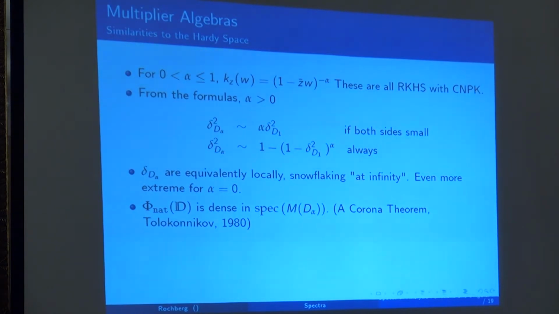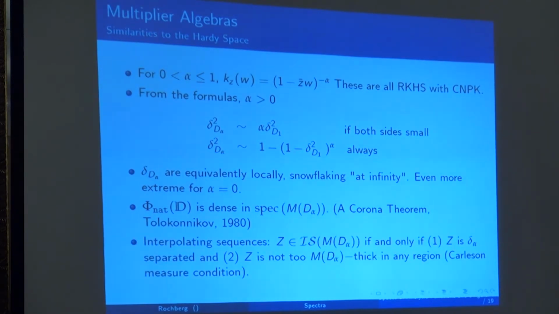So I said there's a corona theorem. Tolokonnikov proved it in 1980, by modifying Carleson's proof, and other people have since found other approaches, but the naturally included disk is dense in the spectrum, and it's starting to look like the pictures are very much the same. The interpolating sequences are known for these algebras, and I pointed that out before, and again the condition is a separation condition and a Carleson measure condition, which says the interpolating sequence is just not too thick.